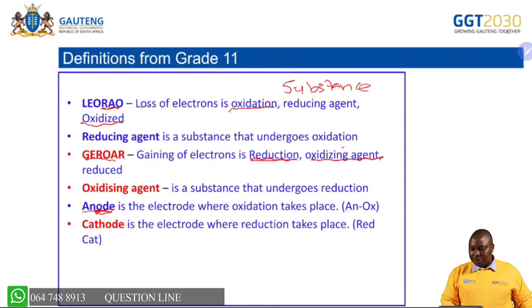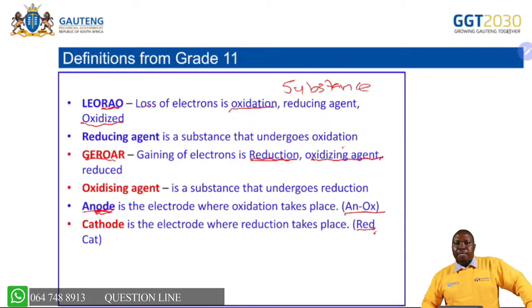So for you to remember, you'll say an ox, which means an anode will undergo oxidation. And for cathode, you'll say red cat, to say a cathode will undergo reduction. So you got to remember all the time that the substance that undergoes reduction is our cathode. That's where there will be gaining of electrons.